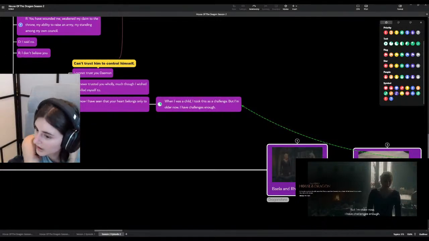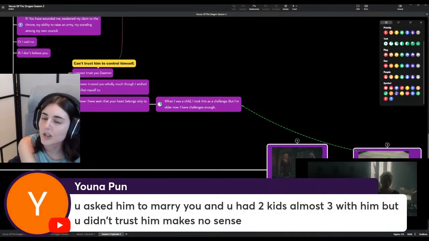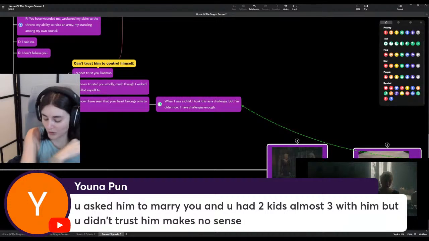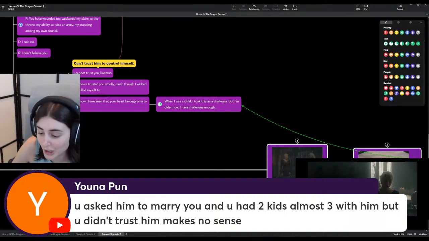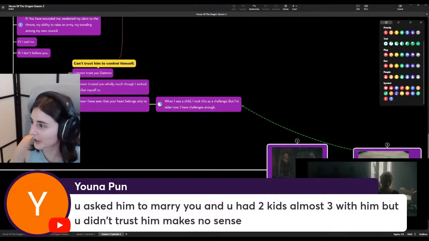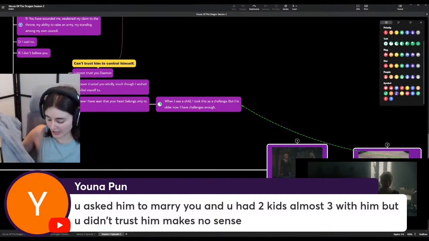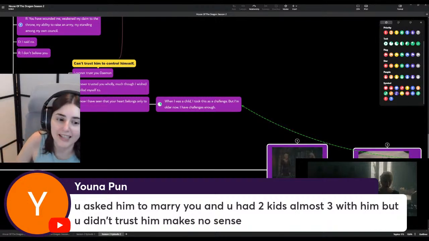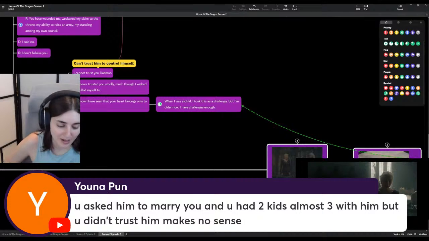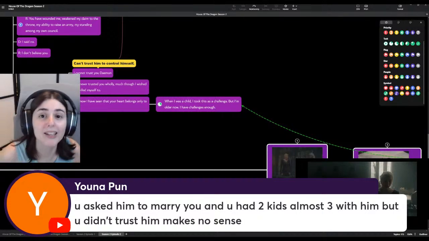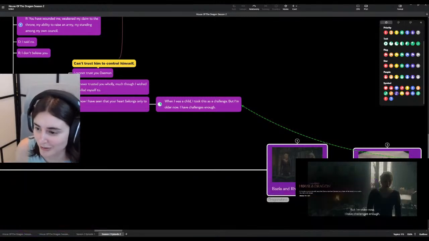You asked him to marry you and you had 2 kids, almost 3 with him, but you didn't trust him. Makes no sense. Listen, she's being a woman about it, okay? She's talking shit. Because it's like, oh, I never trusted you. She's just trying to say she always had some sort of doubts about what he would turn out to be. But you know what? In spite of all of that, she married him. In spite of that, she had children with him.